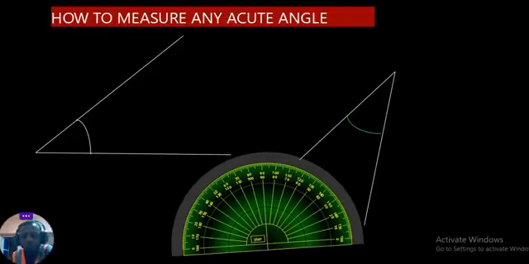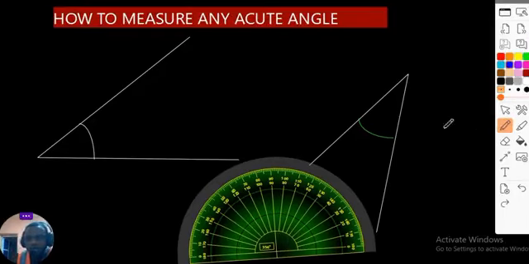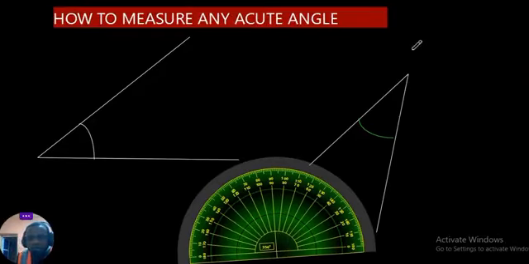Alright, in this video we're looking at how to measure an acute angle. An acute angle is any angle that is less than 90 degrees. So here we have two acute angles in two directions. So we're studying how we can measure them accurately without any glitches.